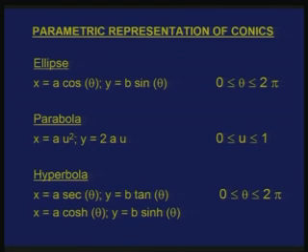Of course, we are also familiar with the parametric representation for conics. Both explicit and parametric representations are studied in colleges. So, we have a representation for ellipse which is a cos theta and b sin theta. I can normalize this, which is not normalized here.